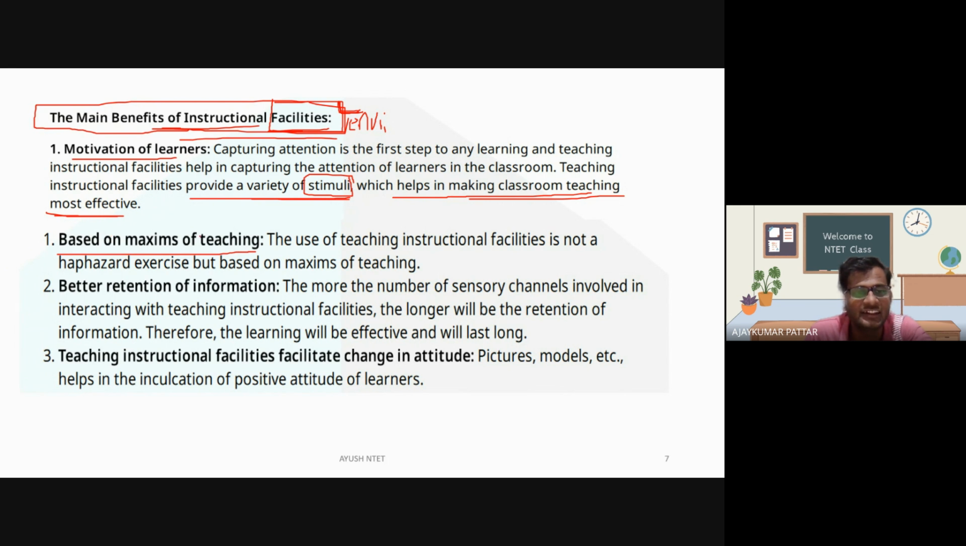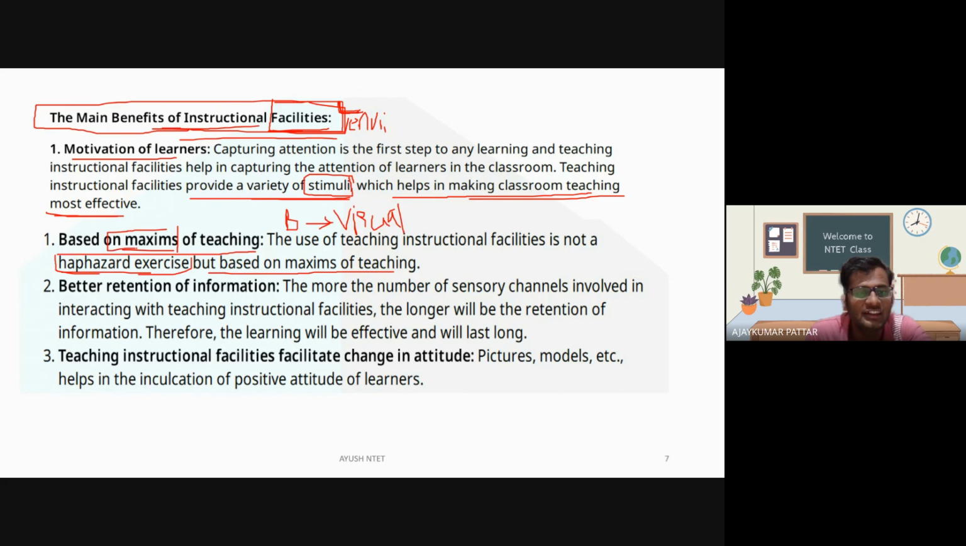Instructional facilities are not haphazard, but based on the maxims of teaching. Just because we have these facilities, we cannot use everything haphazardly. It should be by maxims. Like first you use a blackboard, then if the context or subject needs visual things, you use visual aids or visual facilities. That is the concept. You cannot use the facilities haphazardly. Maxims means in general the rules or some particular methods.